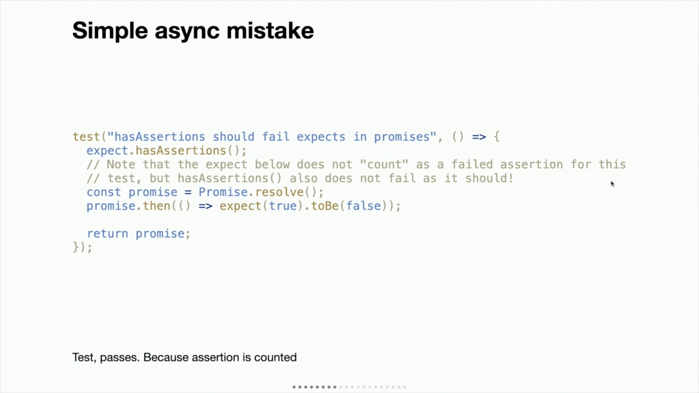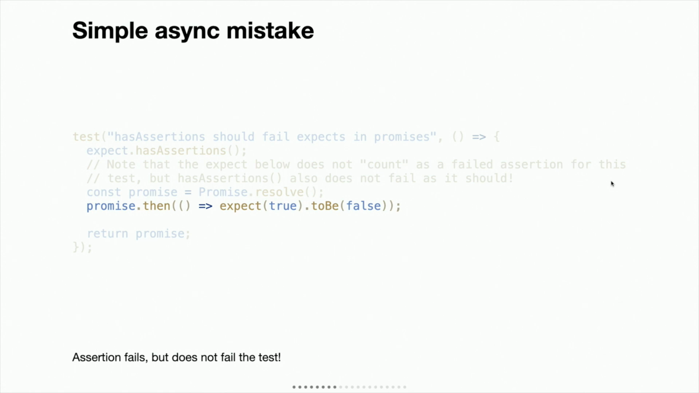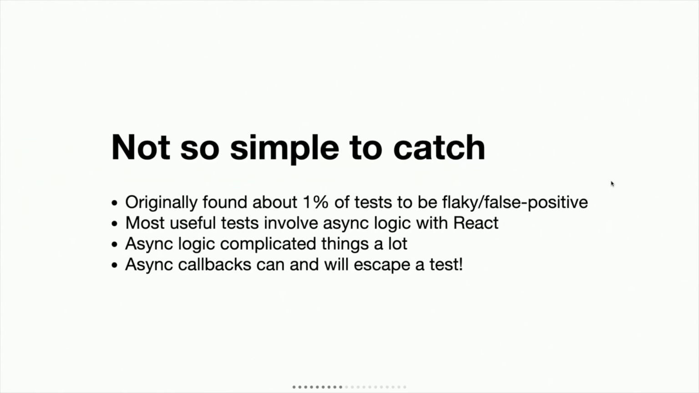So this test passes. Has assertions doesn't help here at all because Jest says that the assertion was counted as part of the suite or this test, but the expectation failure, which is obviously wrong, doesn't count. So it's like a disconnect between where the assertion gets counted versus where the failure gets counted, I guess. Yeah, so this runs eventually, but it never fails the test. So I realized that this is not a very easy problem to find.